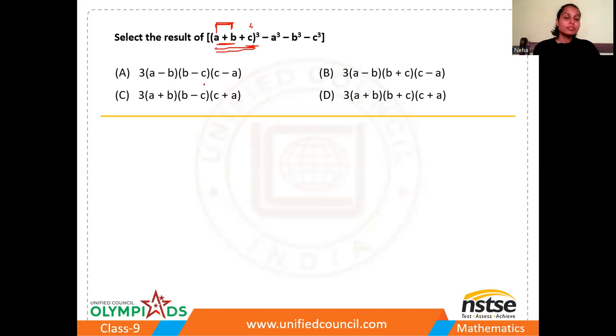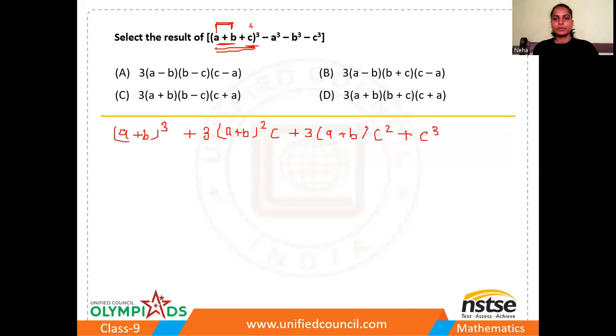Now I can put the formula for a plus b plus c whole cube, right? So this is a plus b whole cube plus 3 into a plus b whole square into c plus 3 into a plus b into c square plus c cube. Here I am assuming it as one term and I am just opening the formula of a plus b whole cube. That's it.